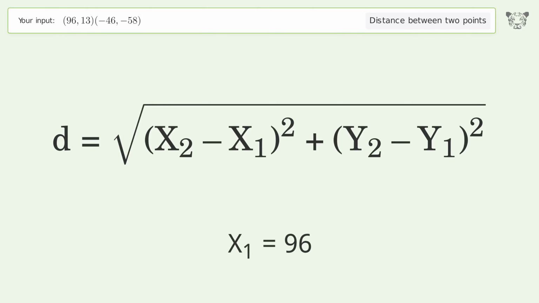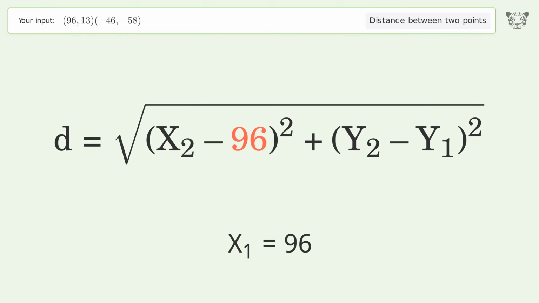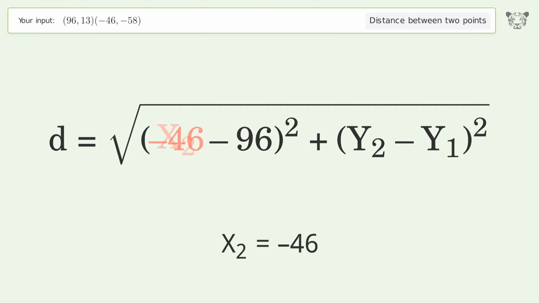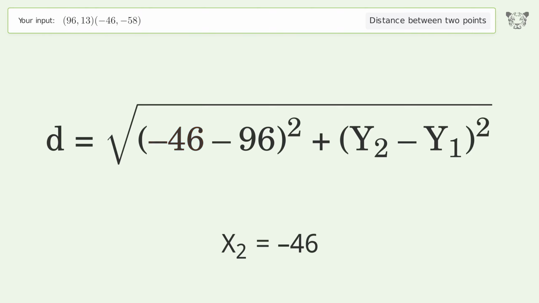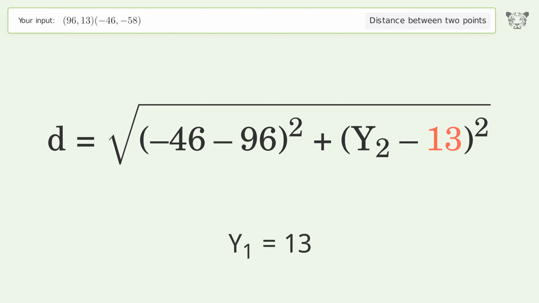x1 equals 96. x2 equals negative 46. y1 equals 13. y2 equals negative 58.